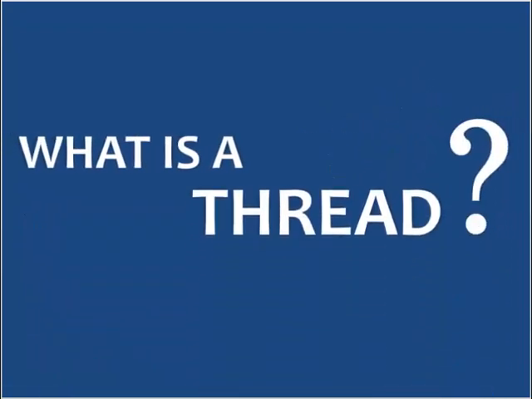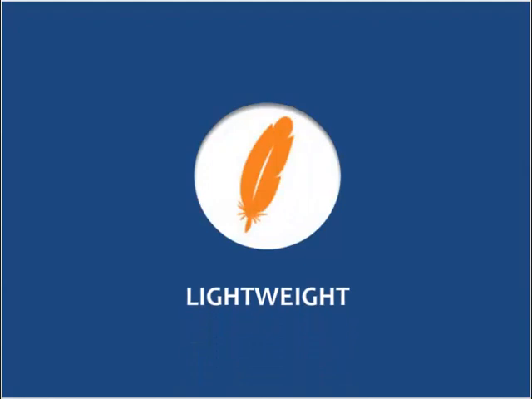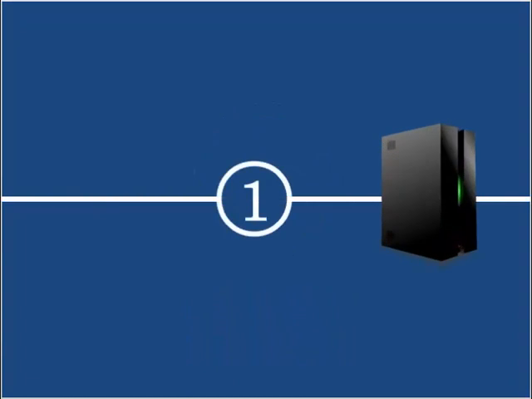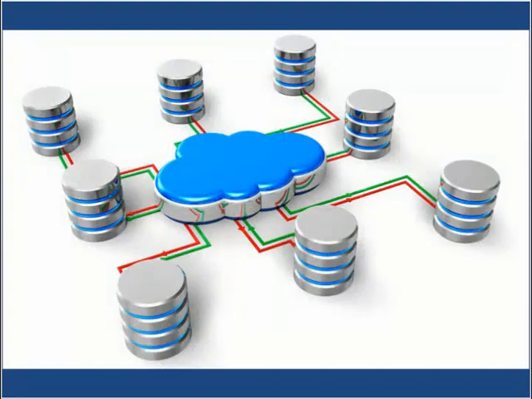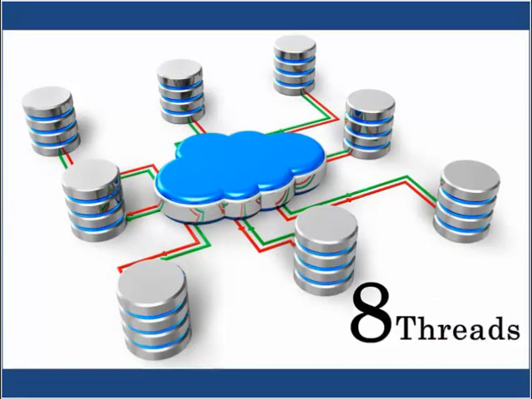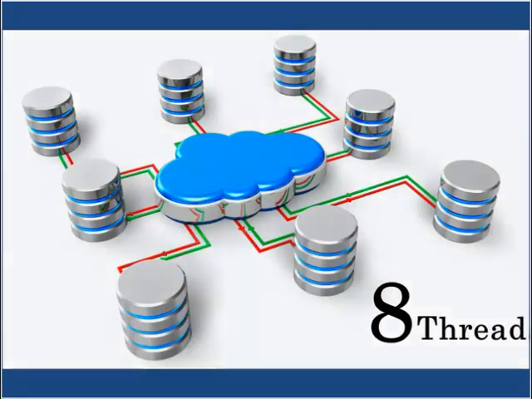But what is a thread? A thread is nothing but a lightweight subprocess or the smallest unit of processing. One CPU can work on a single thread at a time. Modern-day computers have multiple CPUs. With hyper-threading technologies, these can potentially handle 8 threads at a time.